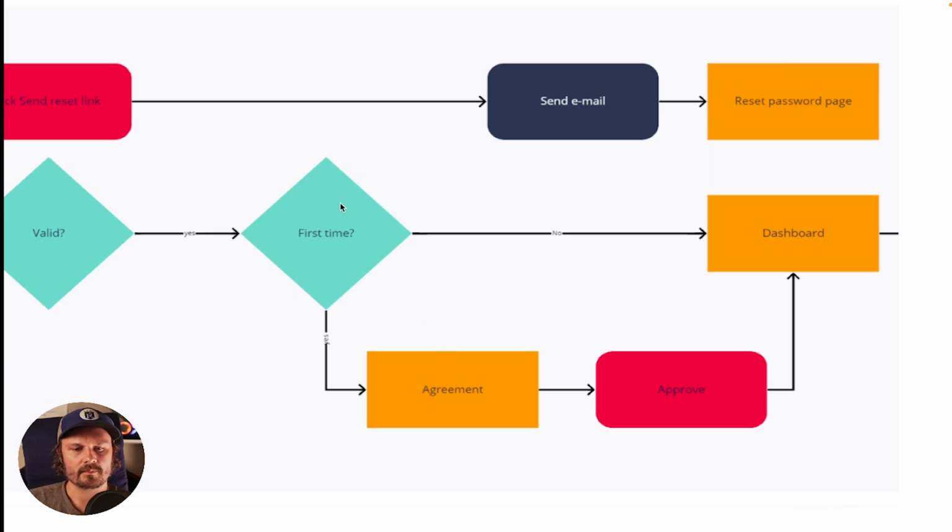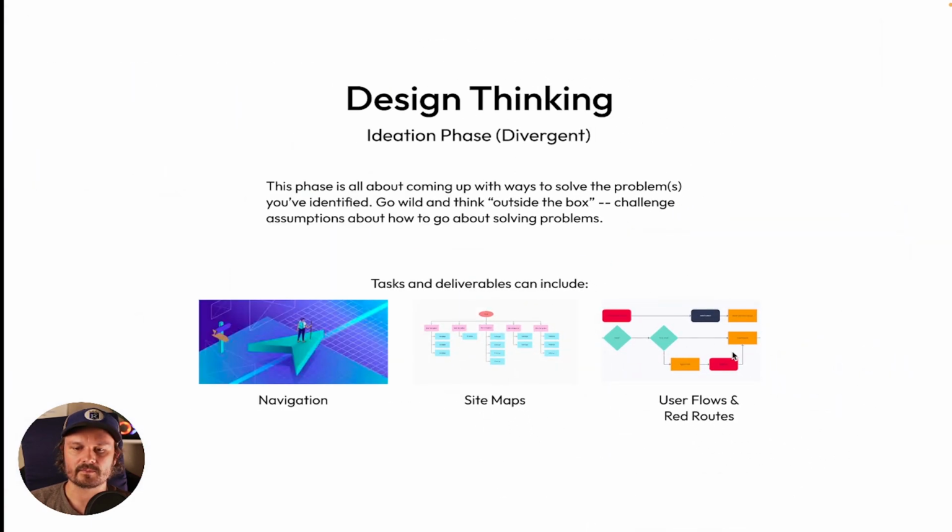However, if we look at "first time" here, we'll see two arrows coming off of it, and the options are: no, it's not the first time, go to the dashboard; if it is the first time, sign an agreement and approve maybe terms of service or privacy policy, and then get to the dashboard. And so user flows are a representation of all the different steps a user will need to go through in order to accomplish a goal, whatever that goal happens to be.